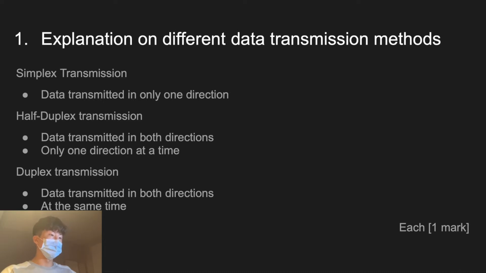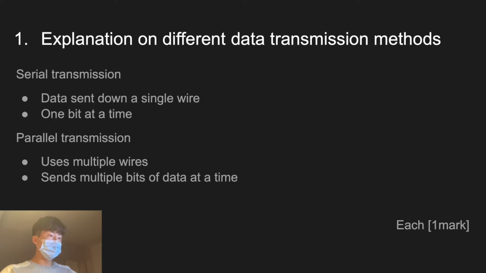So to go over the two definitions of each transmission, first we'll look at simplex, half duplex, and duplex transmission. For simplex transmission, you can only get 1 point by saying that data is transmitted in only one direction. For half duplex transmission, you can get 2 points for saying that data is transmitted in both directions, and it is transmitted only one direction at a time. And finally, for duplex transmission, you can say that data is transmitted in both directions at the same time, which gets 2 points.